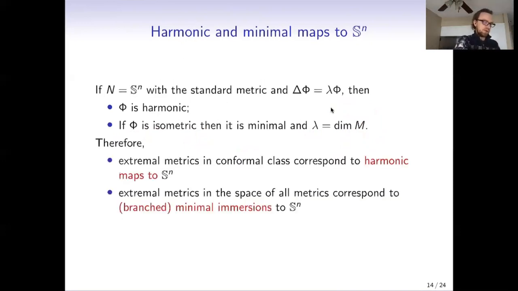The takeaway here is that extremal metrics in a conformal class correspond to harmonic maps to spheres, and extremal metrics in the space of all metrics correspond to branched minimal immersions. Again, I will elaborate on the word branched a little later. This is fundamental to the whole theory, and it's why in recent years this area has become very popular in geometric analysis: it provides a connection between two seemingly unrelated topics, maximization of eigenvalues and minimal surfaces. It allows for a fruitful exchange of ideas. You can use ideas from minimal surfaces to prove bounds for eigenvalues, and you can use ideas from spectral theory to prove something for minimal surfaces and harmonic maps. One such example will be in the very last video, where this interconnection will play an important role.